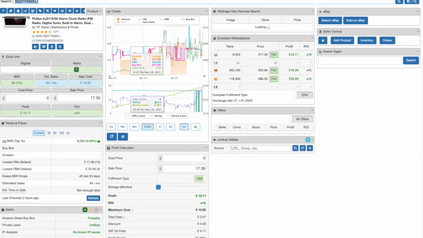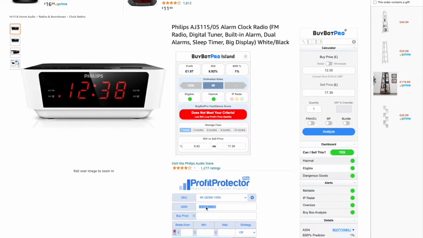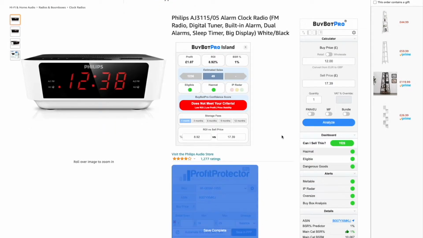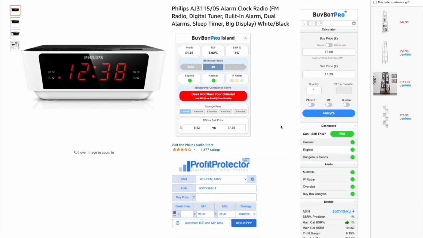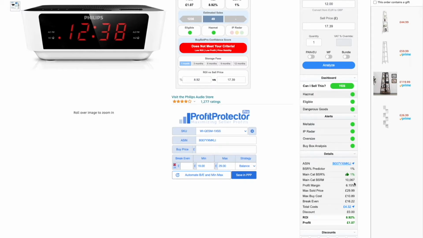For me, it just seems to work better with Buybot Pro, because I've also got the Profit Protector Pro here, where I can put in my maximum and minimum price. So for me, the maximum I want to sell this at is 29, and the minimum is 28. I would change that to balance sales accumulator, and that would automatically reprice it for me. This is why I'm paying what I'm paying. Now on the right-hand side here, you can see the reasons why I bought this item.